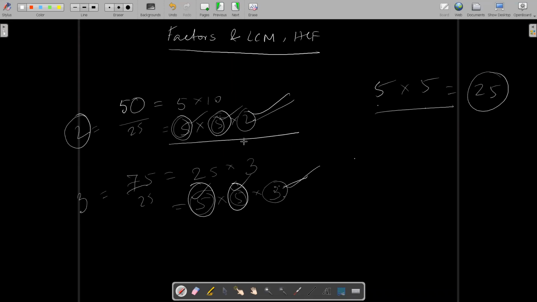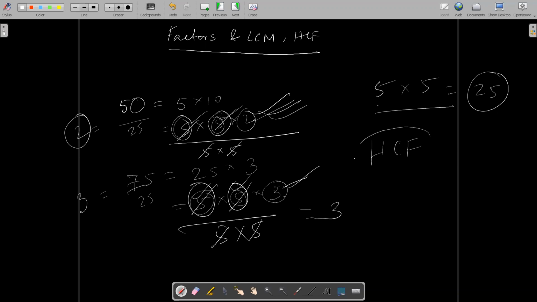Actually I am dividing 5 into 5 into 2 by 5 into 5. 25 means 5 into 5. So this 5 will be cancelled out, this 5 will be cancelled out, and 2 will be the remaining portion. Again, if I divide by 25, that means we are dividing by 5 into 5. So this 5 will be cancelled out, this 5 will be cancelled out, so the remaining will be 3.